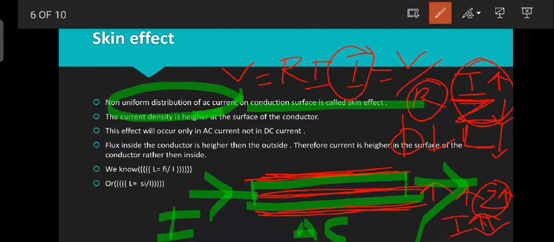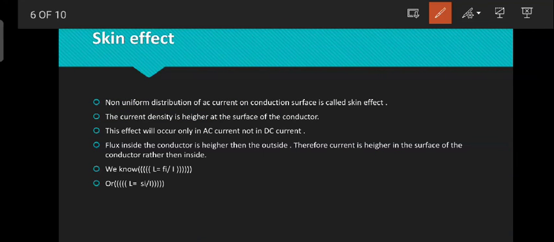So this is our non-uniform distribution. That means at the surface of the conductor the current will be very high, and in the middle of the conductor the current is very low. So the current density is higher at the surface of the conductor, and this effect occurs in AC current, not in DC current. The flux inside the conductor is higher than outside, as I have shown here. Therefore the current is higher at the surface of the conductor than inside.